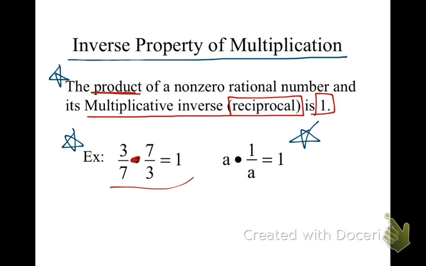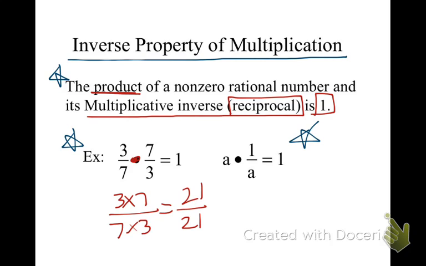So, we take this example and we multiply straight across. We end up with 3 times 7 over 7 times 3, which is equal to 21 over 21. And if I simplify, I get 1. So, make sure everything is in your notes. I want the example with the numbers and then the algebraic example.